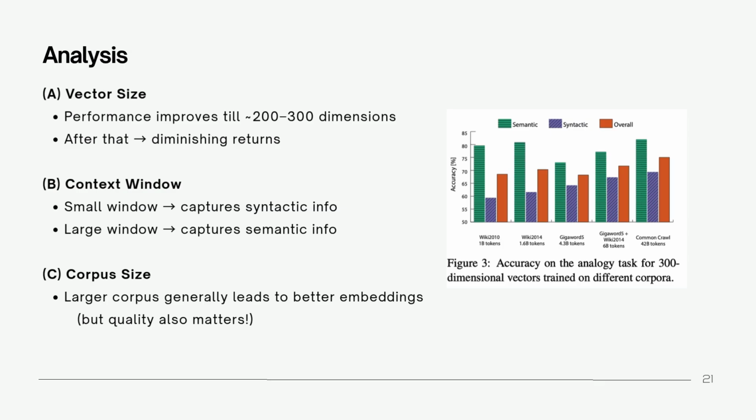First, vector dimension. As we increase dimension, the model can capture more complex relationships, so performance improves. But after a point, around 200 to 300 dimensions, the improvement becomes very small because the model has already learned most useful patterns. Next is the context window size. A smaller window focuses on nearby words, which helps capture syntactic information like grammar. A larger window captures broader context, which helps in understanding semantic meaning. So, depending on the task, we choose the window size accordingly. Finally, the corpus size matters a lot. Large datasets give better co-occurrence statistics, which improve embeddings, but quality is as important as quantity.